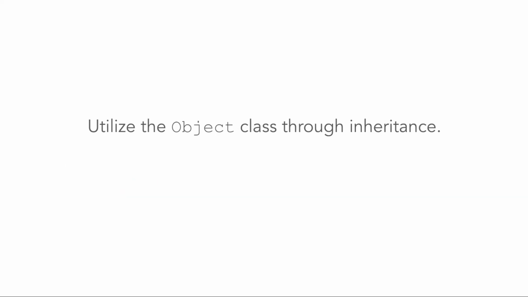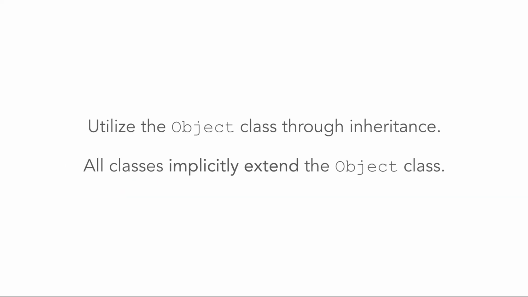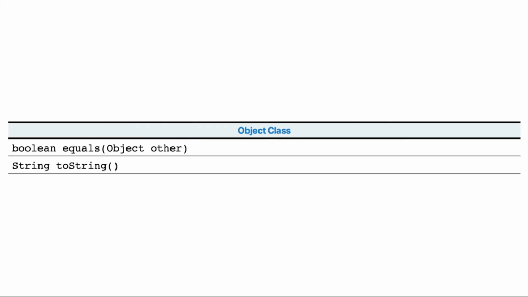Utilize the object class through inheritance. This means that all classes implicitly extend the object class. We will look at this in more detail on topic 9.7. The two methods from the object class we have already used and should be familiar with are the .equals method and the toString method. These are found in the Java Quick Reference Guide.